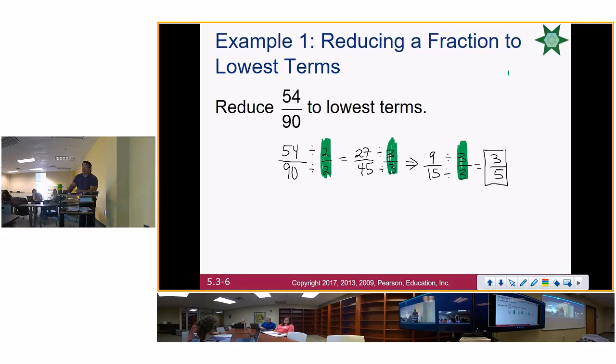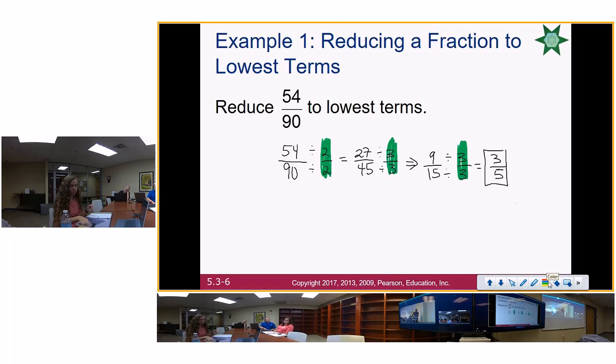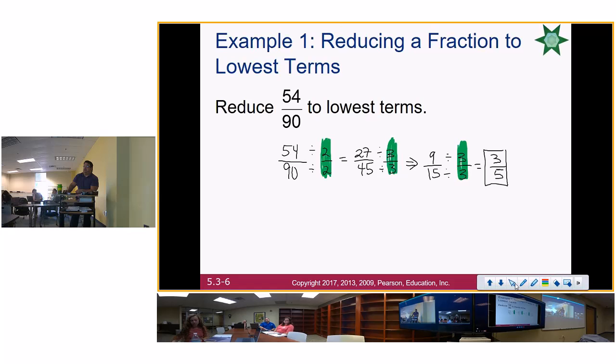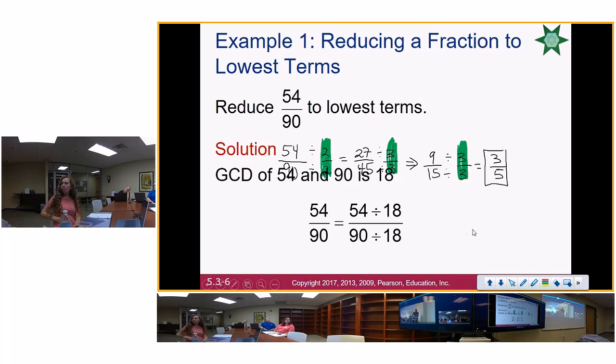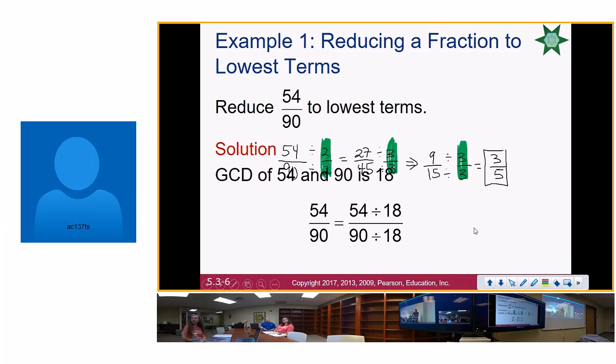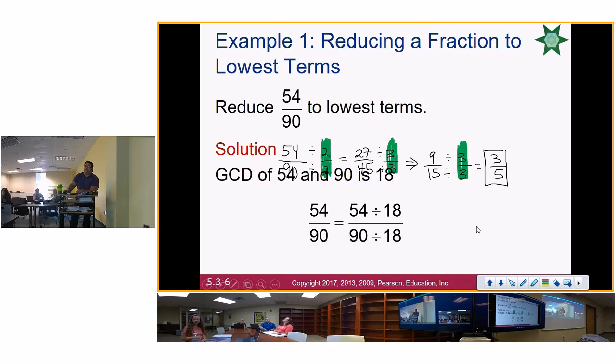Capiche? Let's see what they did. They probably divided by 9 first thing. No, they divided by 18, which you can do that also. I don't teach. To me, if you use the greatest common divisor, that's fine.